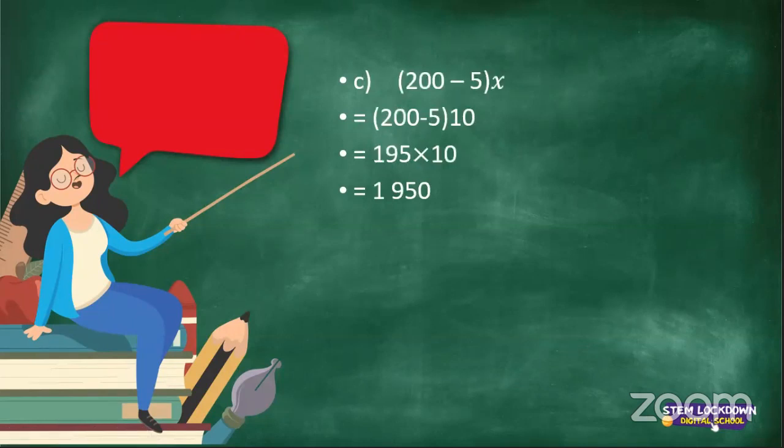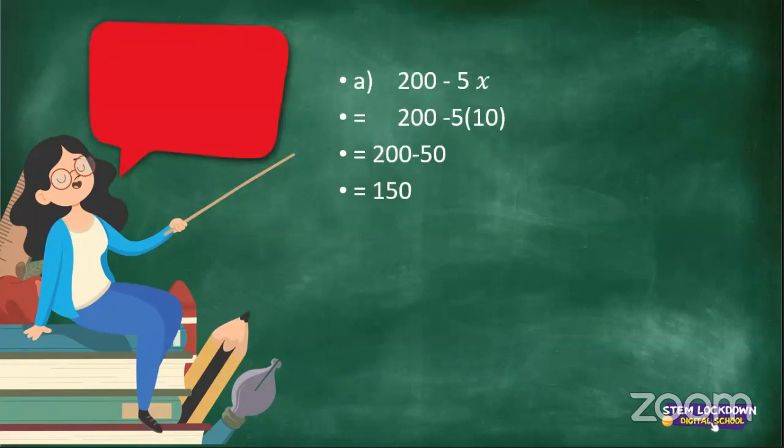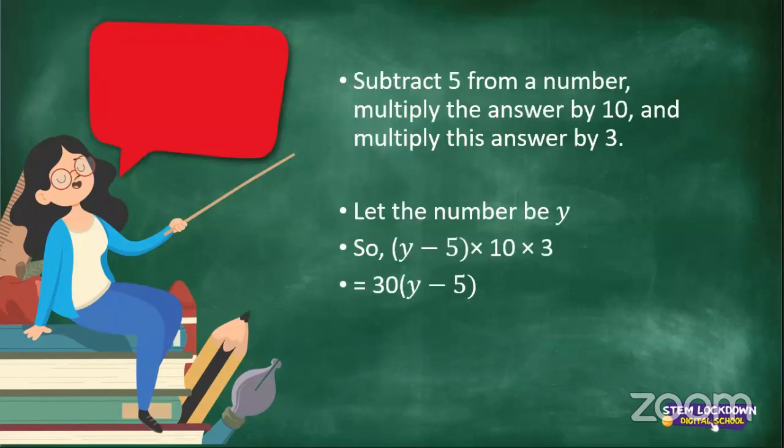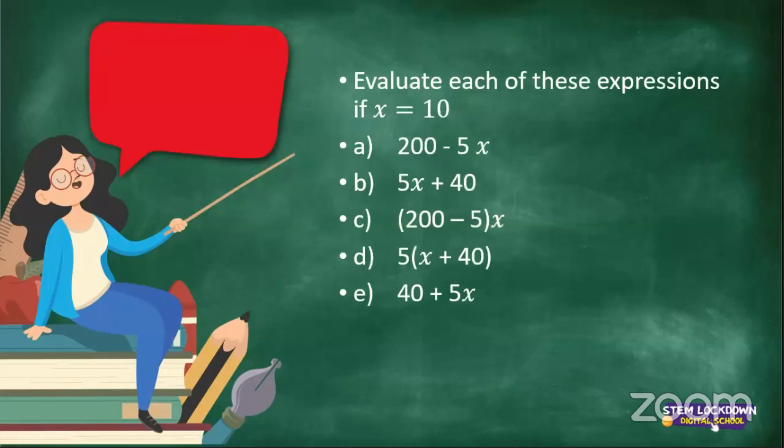That is correct. Now we have to look at the last one, which is E, 40 plus 5x. Let's go to the next participant. Let's go to Dante Adams. Morning, sir. Morning. So I said 5 times x, which is 5 times 10, gave me 50, and then I said 50 plus 40 gave me 90.